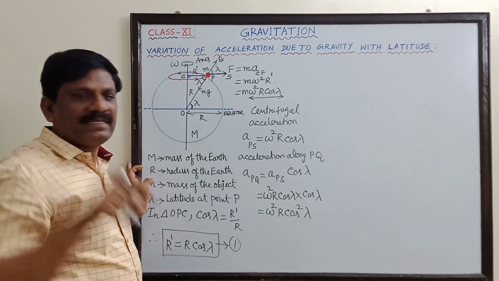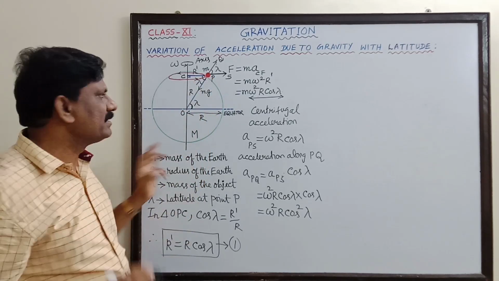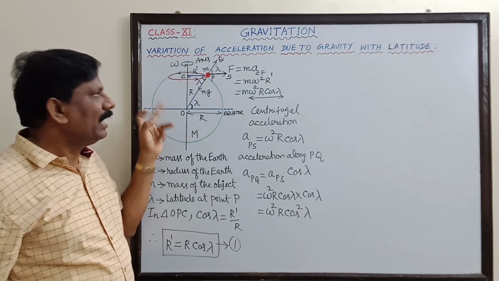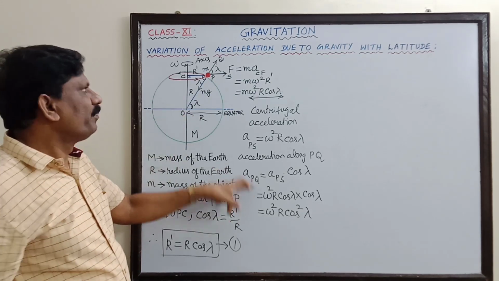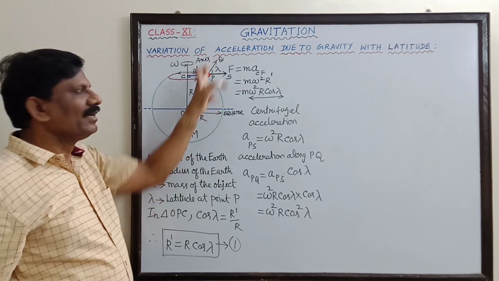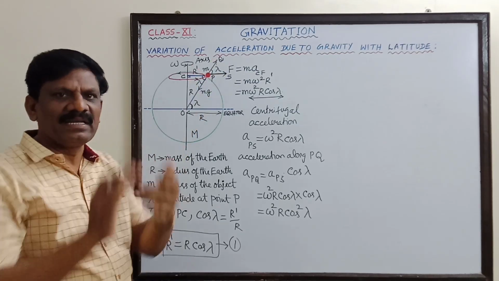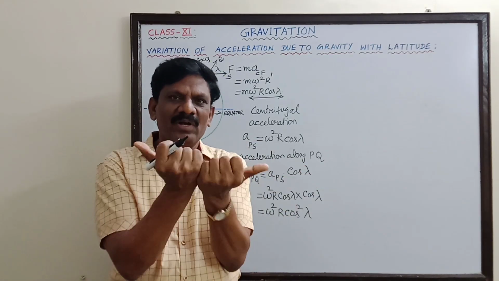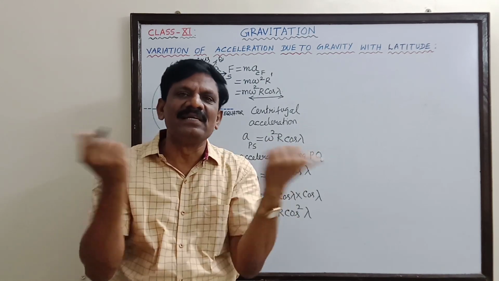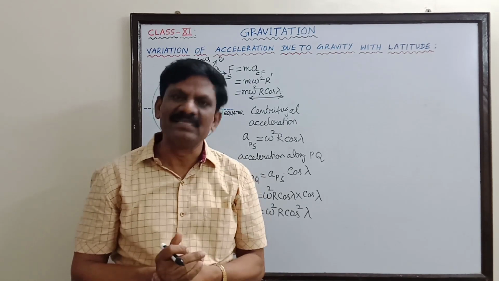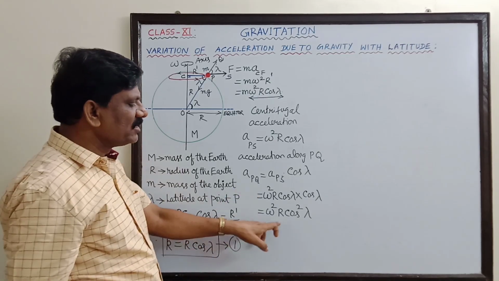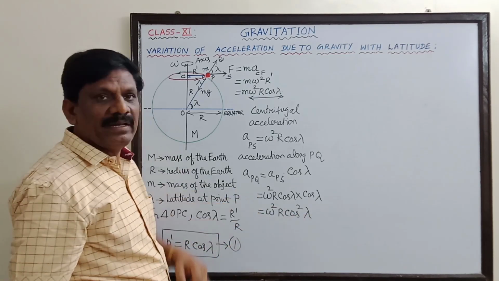Now there are two accelerations acting at this point P. One is small g towards the center along the radius, and APQ is away from the center of the earth, along the radius, that is along the direction PQ. It is like a tug of war. Two teams are pulling a rope, one towards the center of the earth, one away from the center along the radius. So what will be the resultant acceleration is the question. We get an equation for APQ as omega square into R cos square lambda.